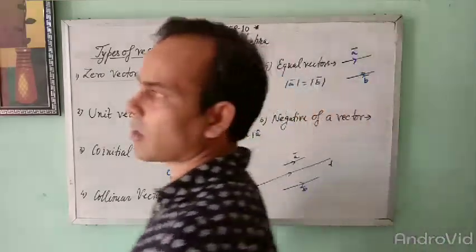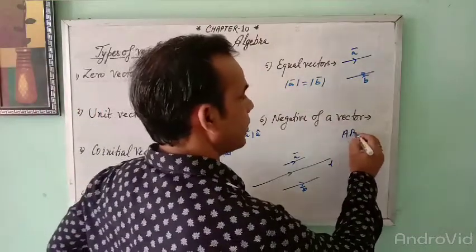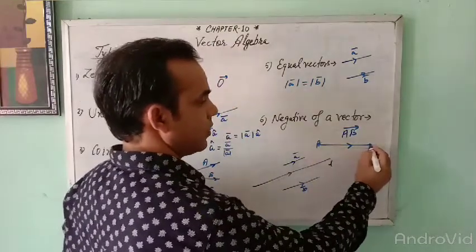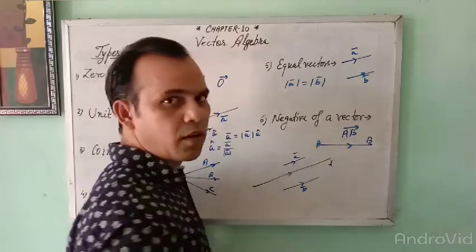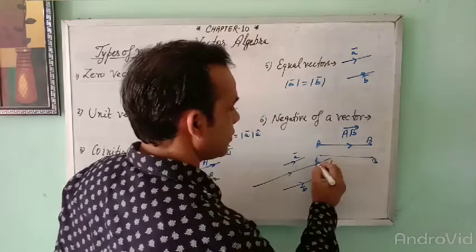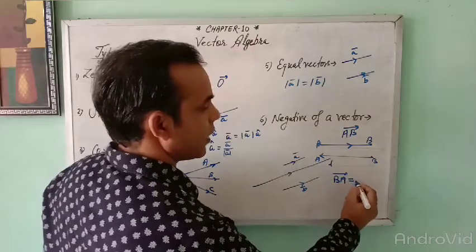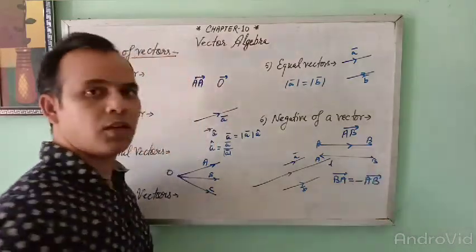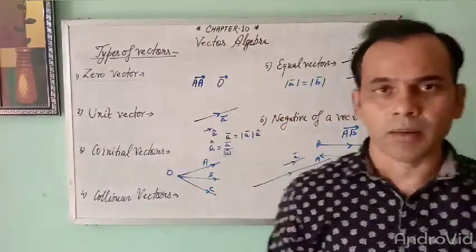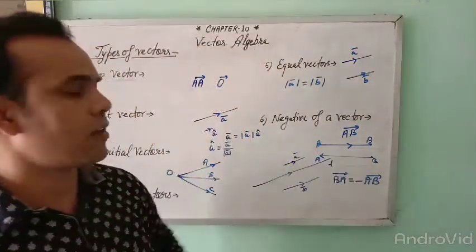Now the last one I am discussing is the negative of a vector. Suppose a vector AB is given in this direction. This is the point A, the initial point, and this is the point B, the terminal point. If we change its direction just opposite to this, this is B, this is A, then this vector BA will be the negative of vector AB. So if we change only the direction of the given vector and not the magnitude, then the negative of the vector is obtained.